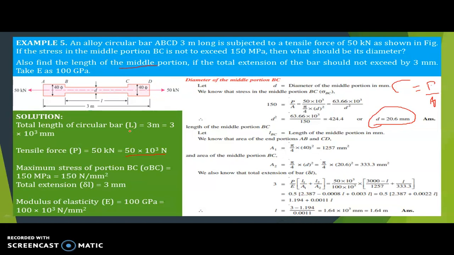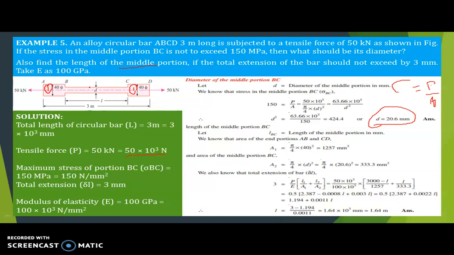So what we will do, we will first calculate the area of portion AB also. The length of the portions AB and CD is the same. That is pi by 4 into 40 square, so that is 1257. We will consider this the same for AB and CD. Let it be the area of one section. Next, this is section 2. So let us consider this as section 1. This is also section 1, and this is also section 1.